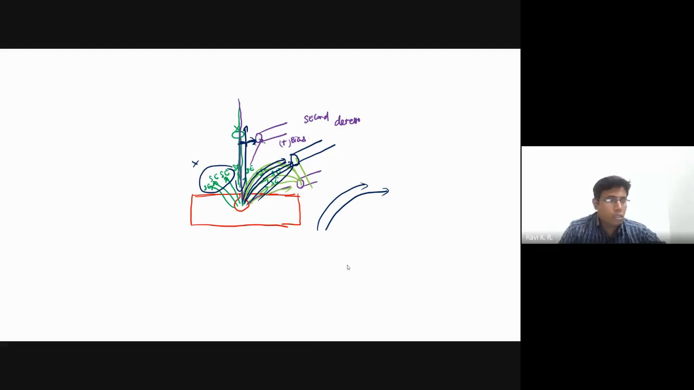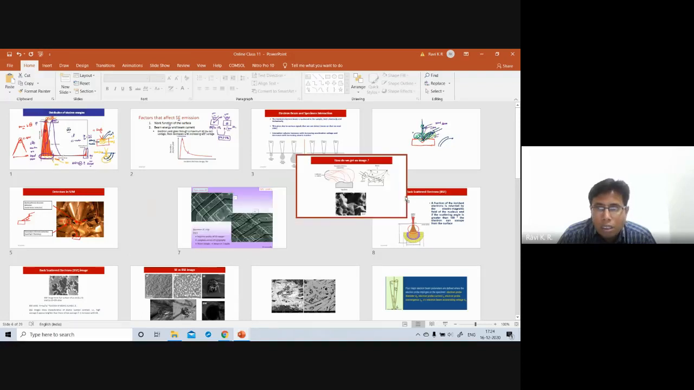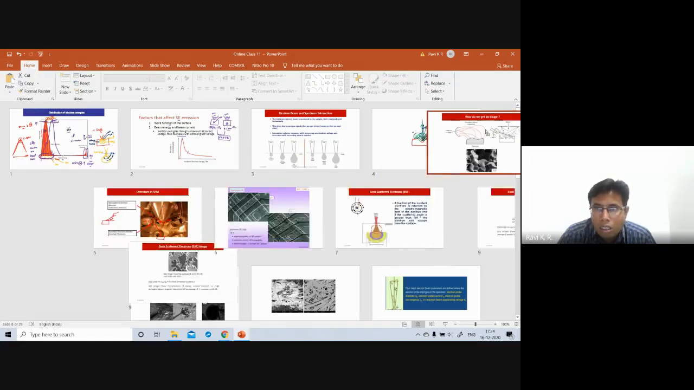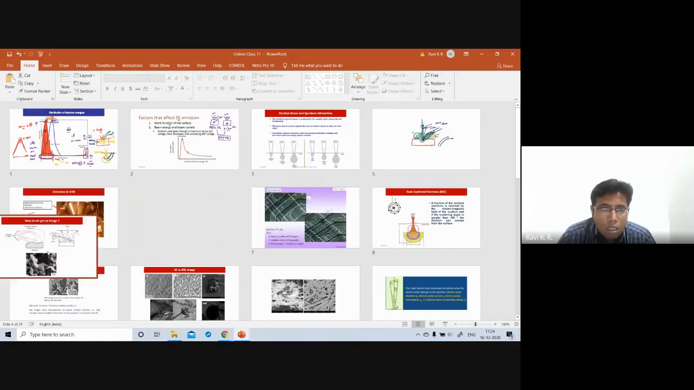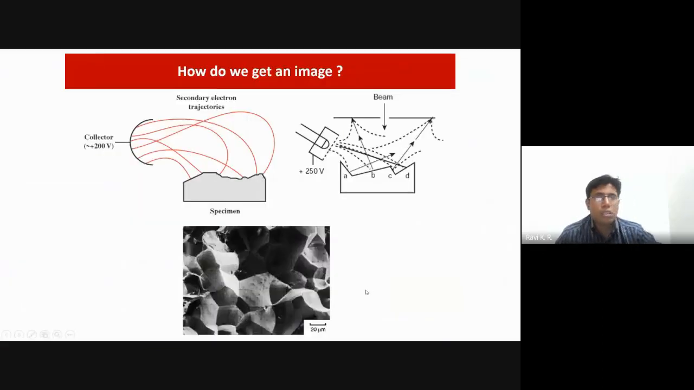Maybe just to show it better, let me show if I have an image. Yes. You can see here, we put a positive bias of only 200 volt. That can take all the secondary electrons from the sample.